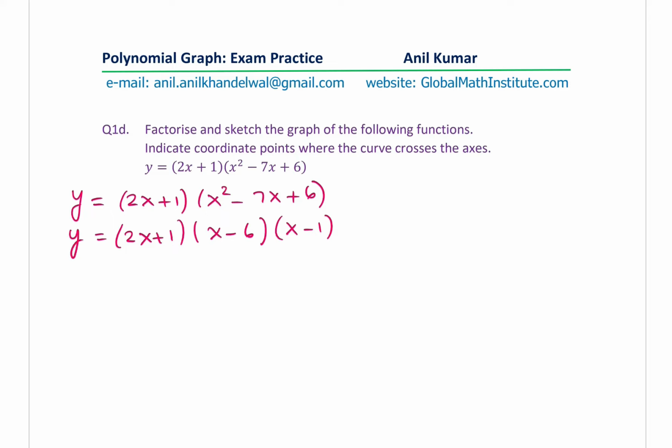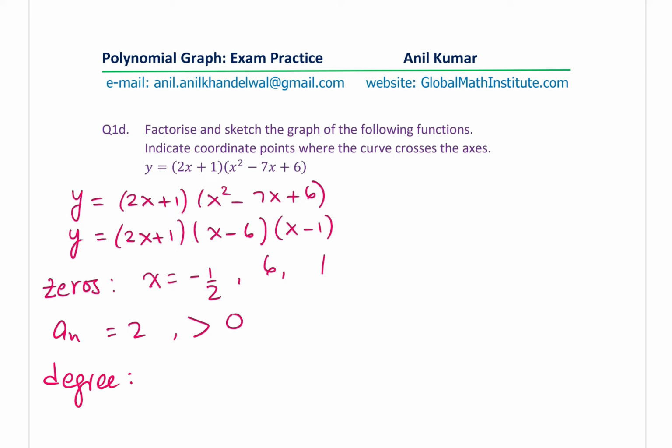So what we get here is three linear factors. So let's write down the zeros first. Zeros are at x equals minus half from the first factor, 6 and 1. So those are the three zeros. Now the leading coefficient a is 2 in this case, plus 2, right, which is greater than 0. So we have degree as 3. So it is odd degree. That means opposite ends. Correct? Greater than zero means right up.